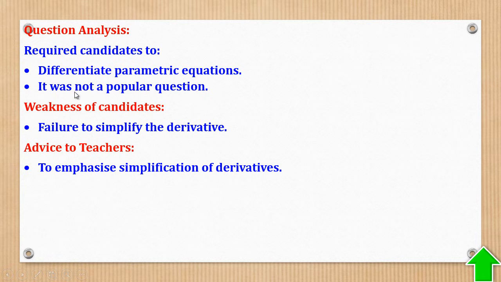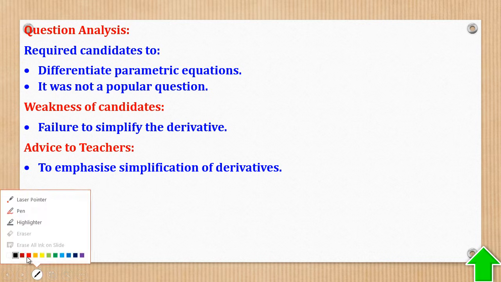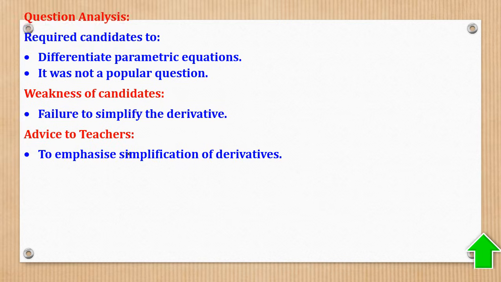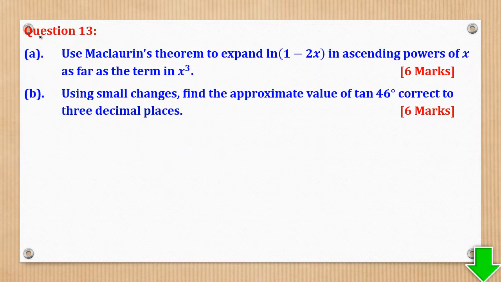So analysis, the question required candidates to differentiate parametric equations. It was not a popular question, so few attempted it. Weakness was failure to simplify the derivative. So teachers should emphasize the simplification of derivatives. So in differentiation, the final answer must be simplified, written in the simplest form. In integration, we don't mind, but in differentiation, we mind.